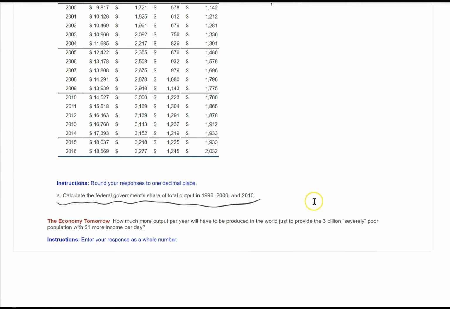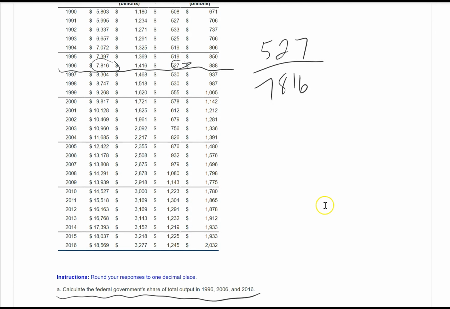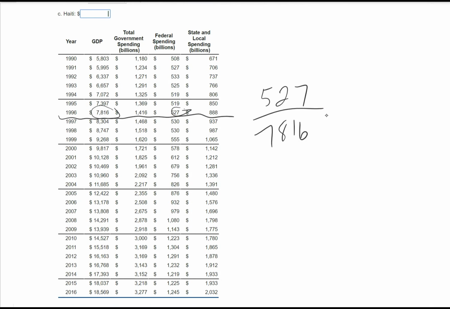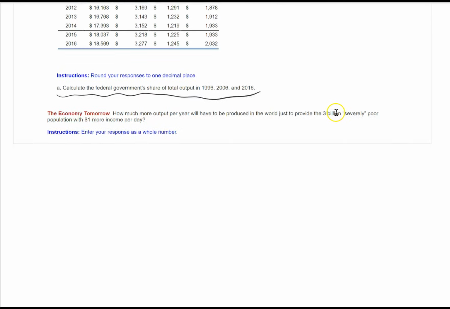And you'll do the same thing for 2006 and 2016. So you'll put the portion that you're comparing to the total. So set up that ratio.